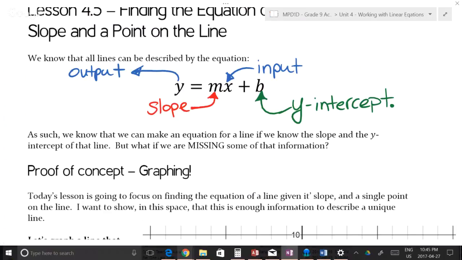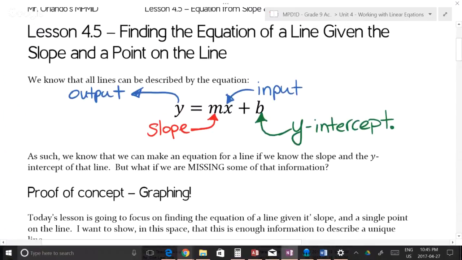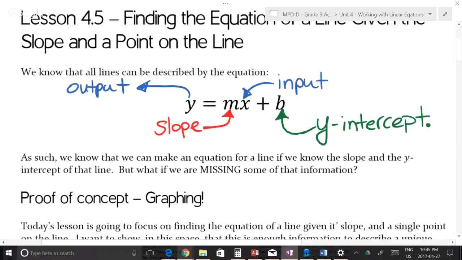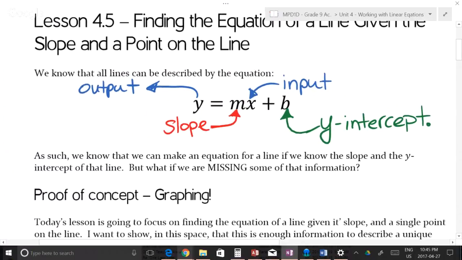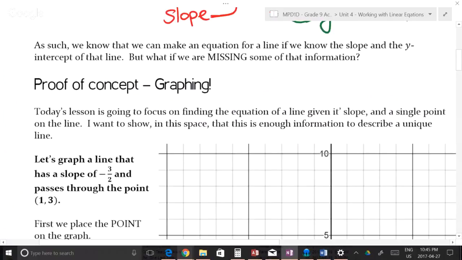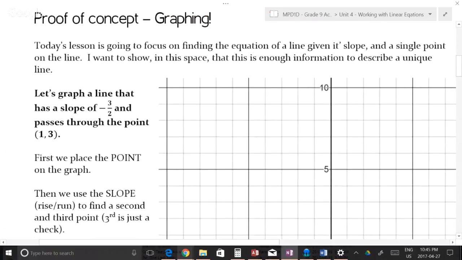So we're going to look at a case today where I don't give you the slope and the y-intercept. I give you a slope and then some point on the line. And we're going to show that that's still enough information to make a line. It's enough information to make a line on a graph, which means it's enough information to get the equation of the line. We just have to know how to do it. So first, we're going to prove this concept by doing this by graphing. So we're going to graph a line that has a slope of -3/2 and that passes through the point 1, 3.